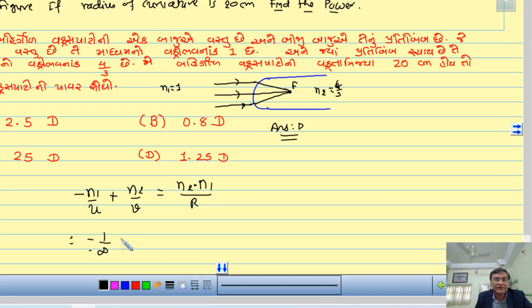Actually it is supposed to be minus infinite, plus n2 that is 4/3, and we don't know v. So we find v is equal to (4/3 minus 1) upon the radius of curvature. R is positive because curvature is on the opposite side to the incident ray. Incident is on this side, so curvature is on this side, so 20. Okay, so this comes out to be 1/3, (4/3 minus 1) into 20. So it becomes 1 upon 60.